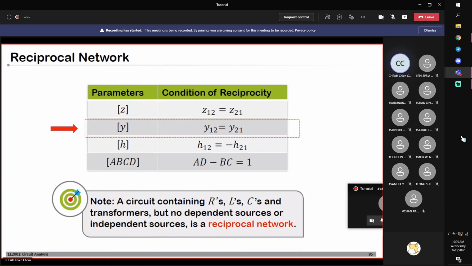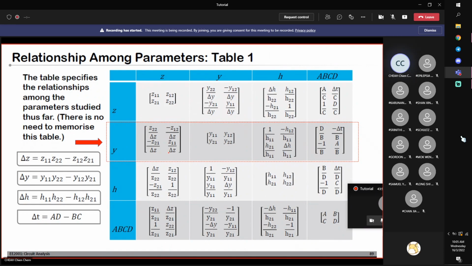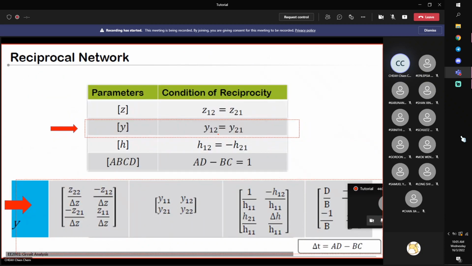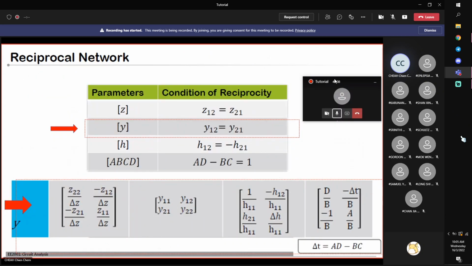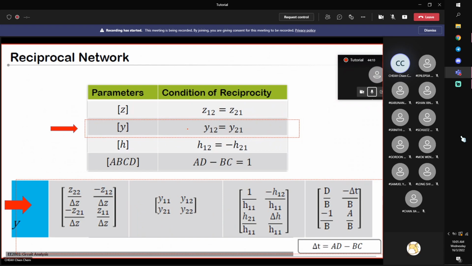Right, so remember these conditions that if a network is reciprocal, Y12 is equal to Y21, correct? Y12 is equal to Y21. So if you have other forms, then you transform into Y form. If you have Z form, transform into Y form. H transform into Y, right? ABCD transform into Y. Okay, then actually we can also retrieve the conditions for other parameters, right? In particular, Y12 must be equal to Y21 for a reciprocal network.